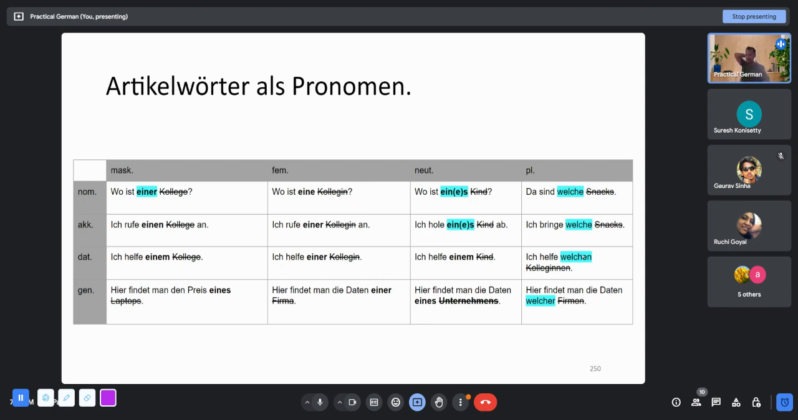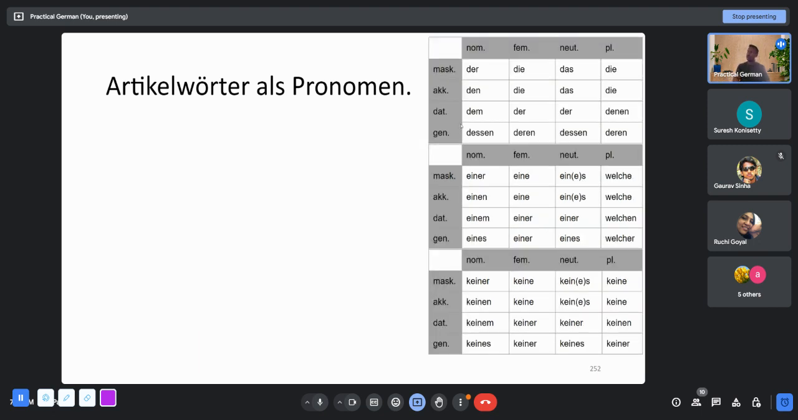If not, I'll give you the table for all the cases. Here is the table for definite articles, bestimmte Artikel. Then this is the table for indefinite articles, unbestimmte Artikelwörter as pronouns, or unbestimmte Artikelwörter als Pronomen. Please remember, it looks the same, but there are some variations. You may say, what is the difference? This just looks like the normal table. But no, there are some variations.